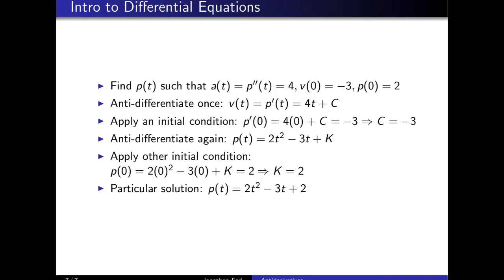So we just need to solve for the value of k. So we'll use the second initial condition, that p of 0 equals 2. So we have 2 times 0 squared minus 3 times 0 plus k equals 2, and that tells us that k equals 2. So this tells us our particular solution is going to be p of t equal to 2t squared minus 3t plus 2. And that will have the property that the acceleration is equal to 4, the velocity at time 0 is equal to minus 3, and the position at time 0 is equal to 2.